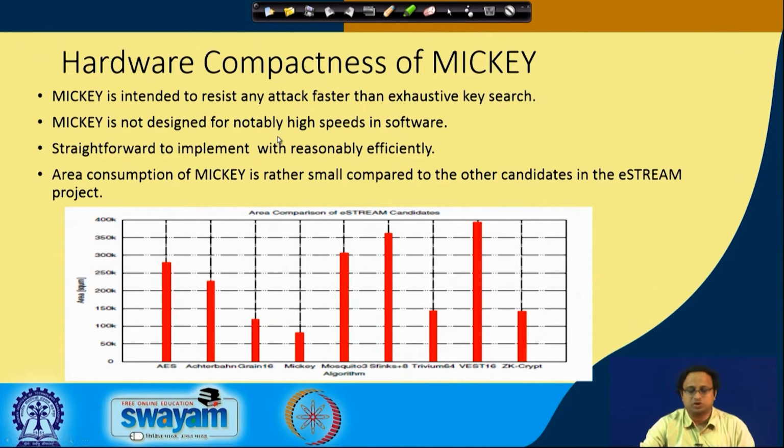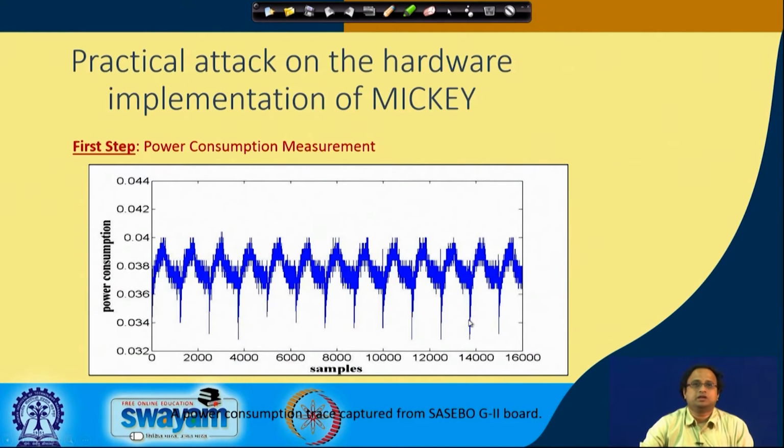Mickey was very popular, in particular when we discuss hardware design. Here you can see the result of the footprint of the hardware implementation of Mickey compared to other potential candidates like Trivium and so on. Mickey stands out by taking quite a small amount of area in terms of resources. But as in most cryptographic algorithms, it is also vulnerable against power attacks.